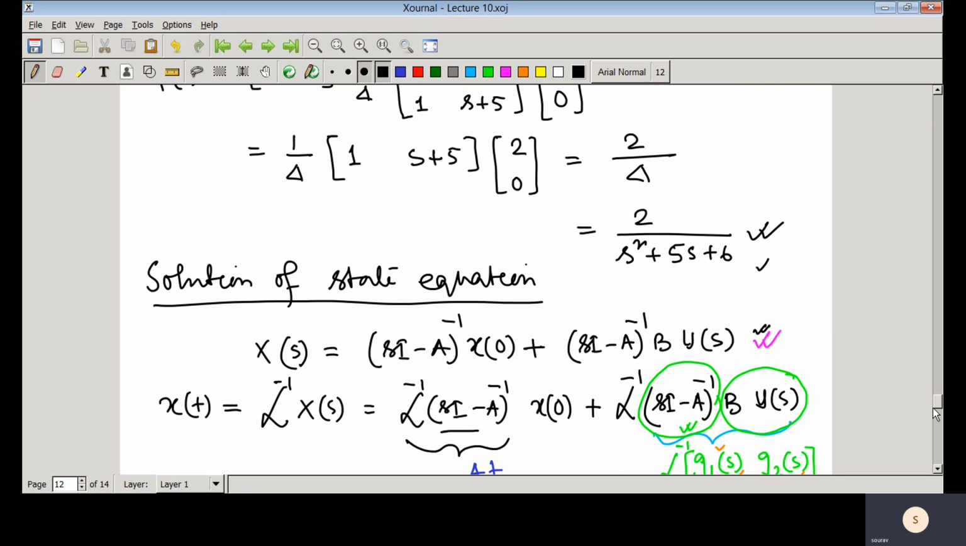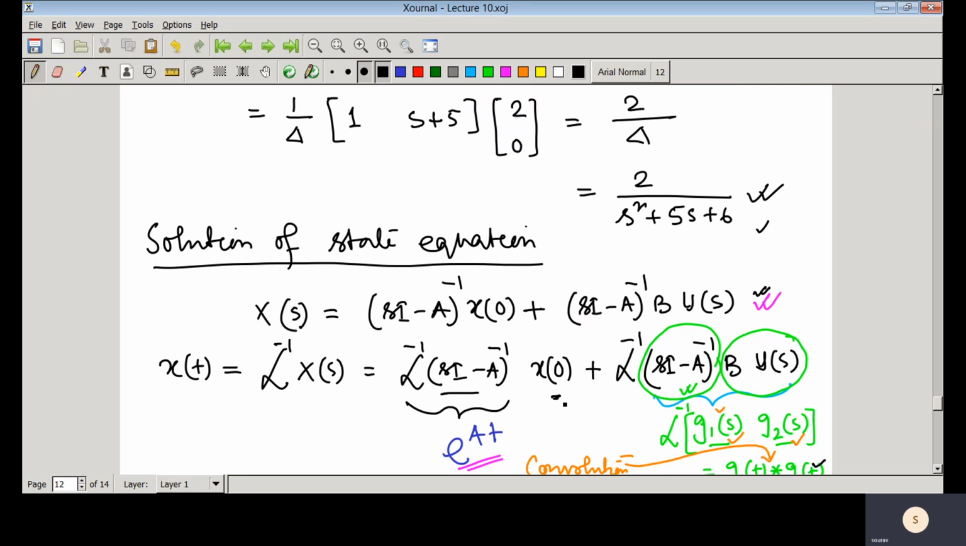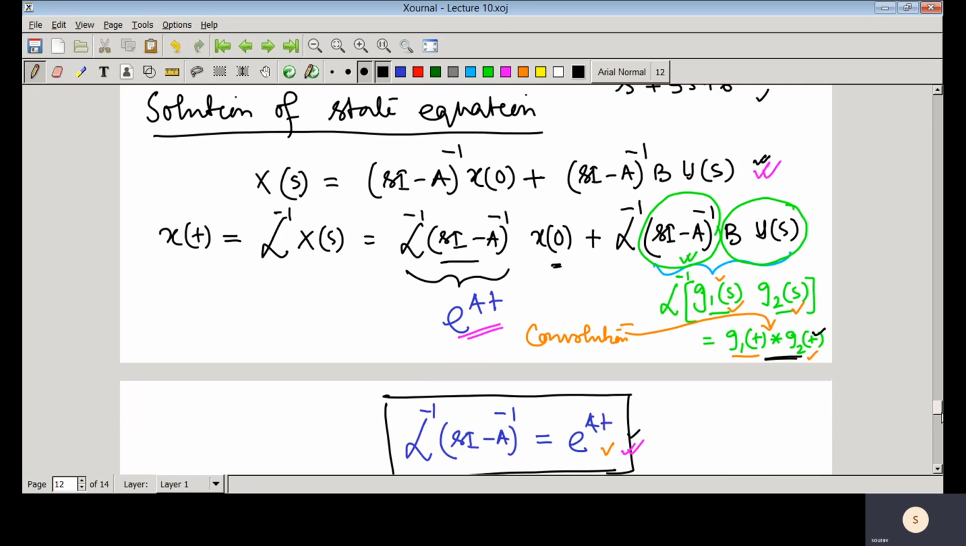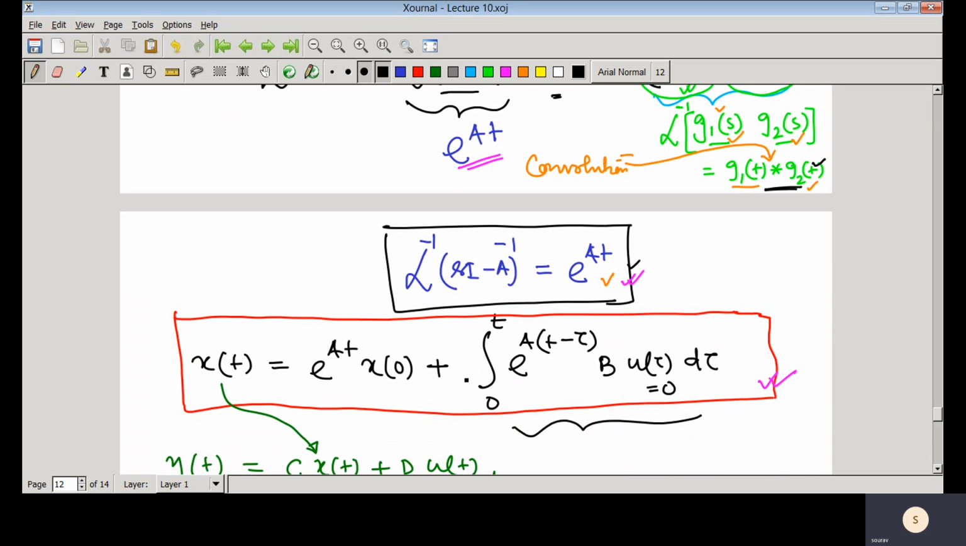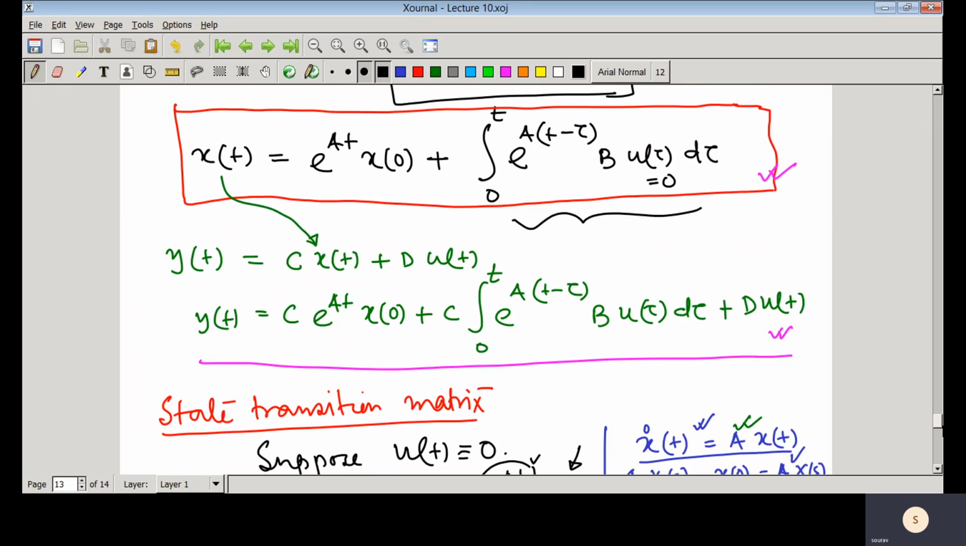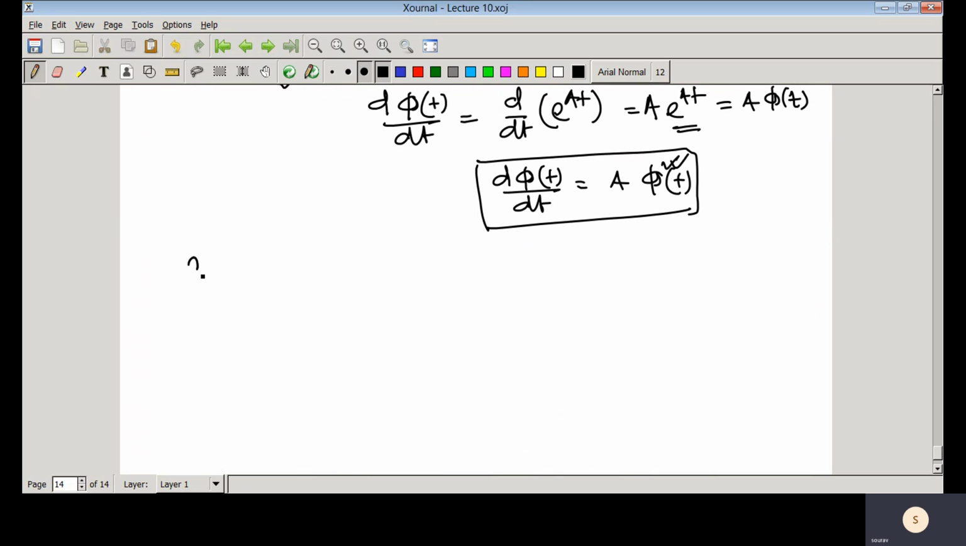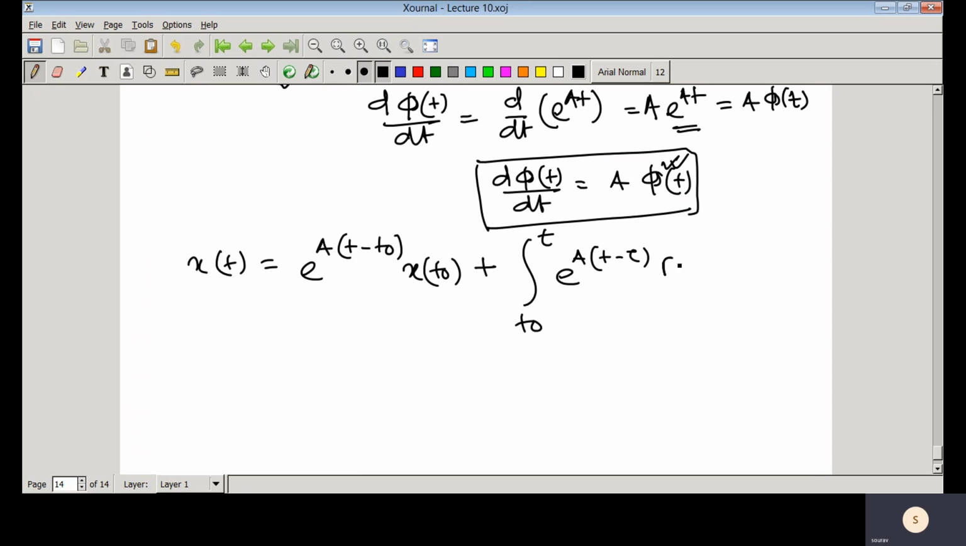And then x(t) would be equal to the Laplace inverse of this, and here that initial condition is 0. Sometimes it may happen that the initial condition is at t0. Then what would that expression be? This expression would be modified as x(t) equal to e to the power A(t minus t0) x(t0), that is that initial condition, plus the integral from t0 to t of e to the power A(t minus tau) B u(tau) d tau.